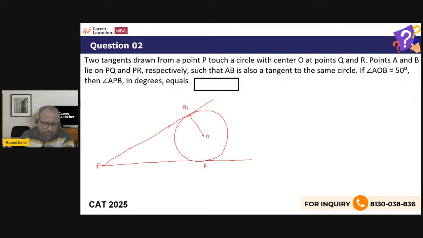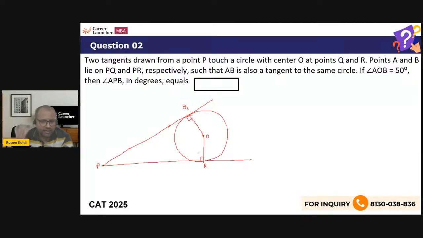Complete the figure, draw the radial lines. This is 90 degrees and this is also, because the basic thing is the radial line is always perpendicular to the tangent at the point of contact. Now the story starts from here. This is the figure, but now further he's saying points A and B lie on PQ and PR respectively, such that AB is also a tangent to the same circle. Now he has not mentioned anything specific about how and where these A and B are oriented. So it is any random tangent, right?